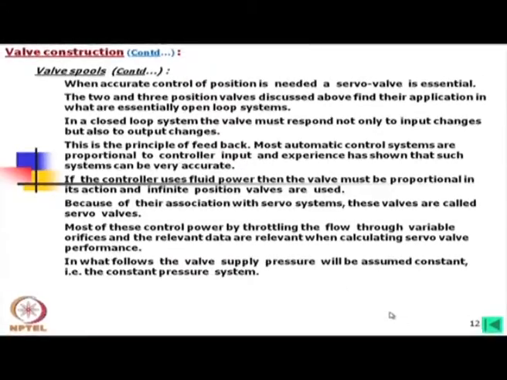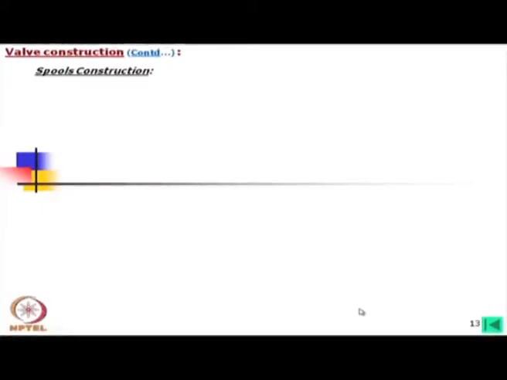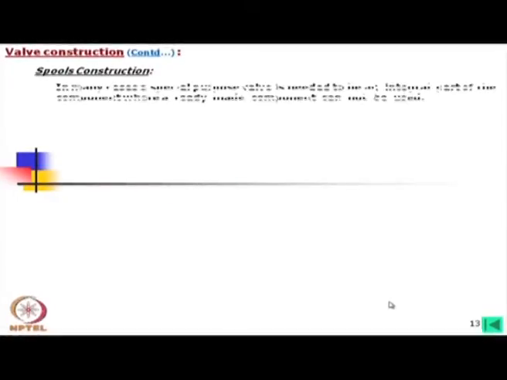In what follows, the valve supply pressure will be assumed constant, the constant pressure system. Some systems use constant flow rather than constant pressure. Either we can follow a constant pressure system where the pressure is controlled to a certain limit, or in other cases we can also go for flow control where flow remains constant for an operating zone. Now, the spool construction, a little bit about how the spool is constructed.